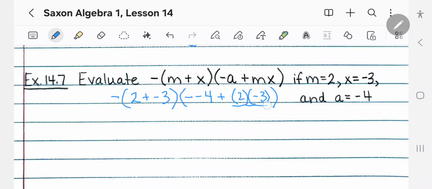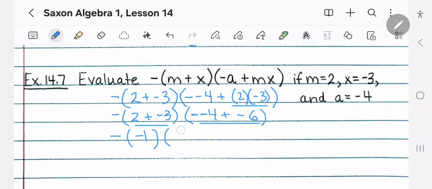Okay, now I need to clean this up a little bit. One, I see a multiplication inside of some grouping symbols, so I'm probably going to start there. 2 times negative 3 is negative 6. And let's see, we could go ahead and do this grouping symbol. This is the opposite of 2 plus a negative 3. Signs are different, so you subtract, take the sign of the larger. And then that's going to be multiplied by, let's go ahead and do this grouping symbol. This is the opposite of negative 4, which would be positive 4 plus a negative 6.